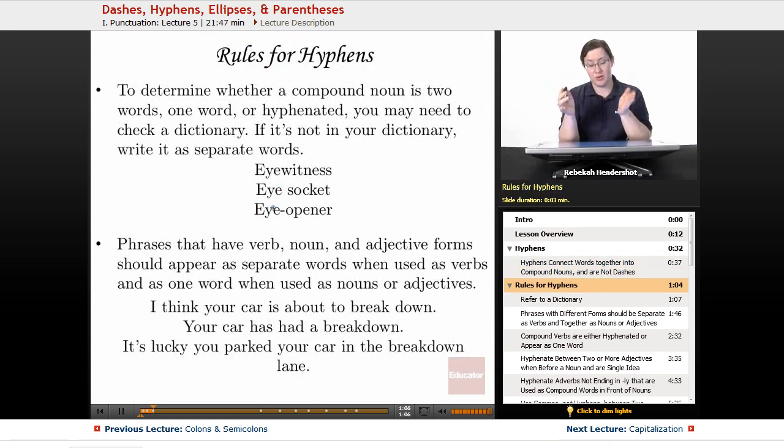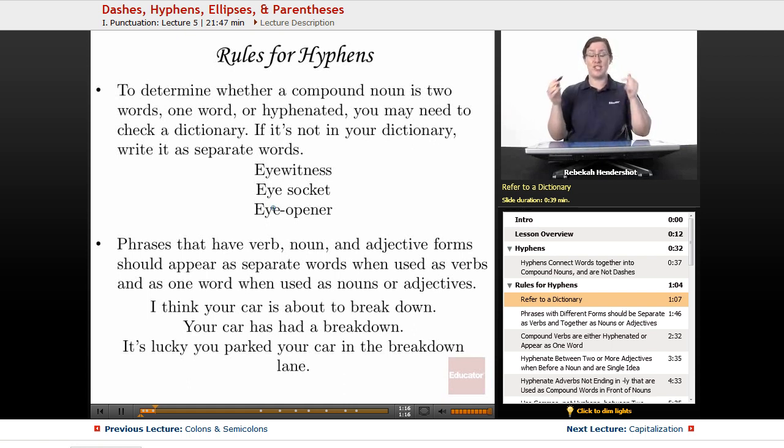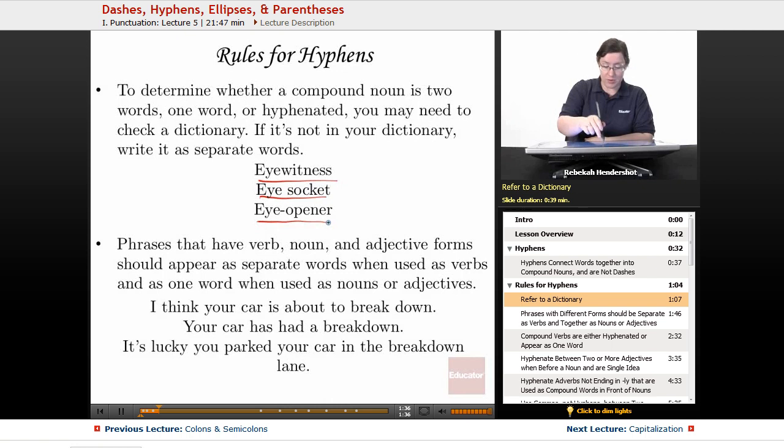All right, here are the rules for using hyphens. To determine whether a compound noun is two words, one word, or hyphenated, you may need to check a dictionary. Now, if you don't remember, a compound noun is a noun formed by sticking two or more words together. So, when in doubt, look it up. If it's not in your dictionary, write the compound noun as separate words. So, for example, the word eyewitness, meaning somebody who sees something personally, is one word. Eye socket, referring to the part of the skull, is two words. An eye-opener, which means something that really gets your attention, is hyphenated. Frankly, there's no hard and fast rule for telling all of this stuff, so when in doubt, look it up.